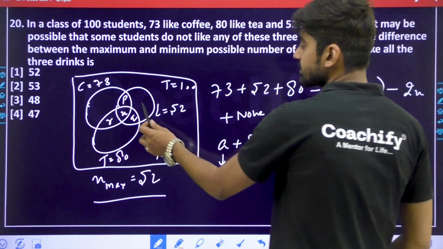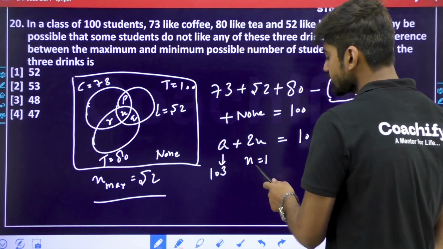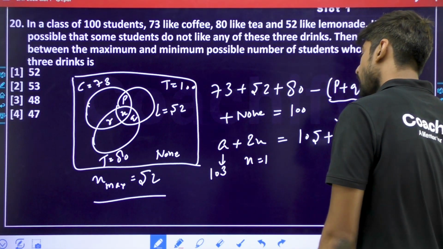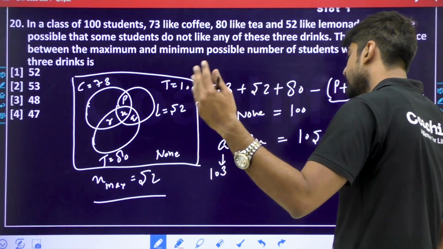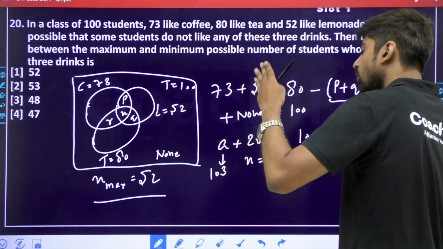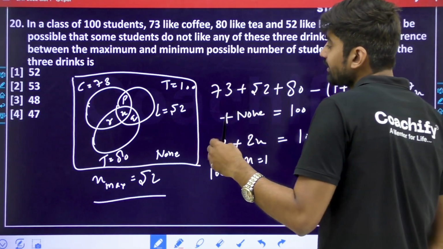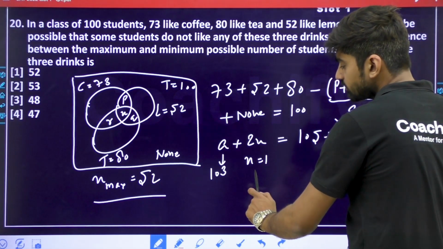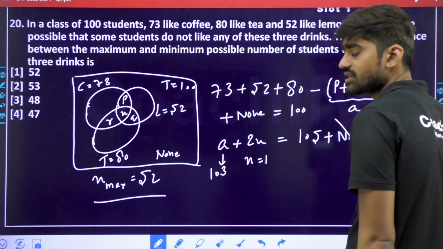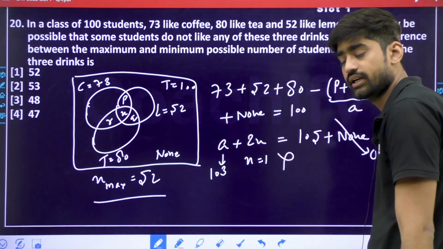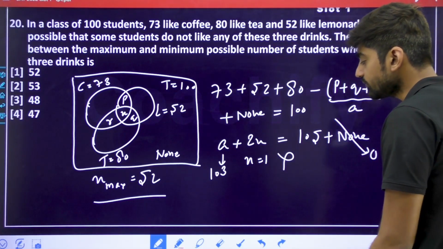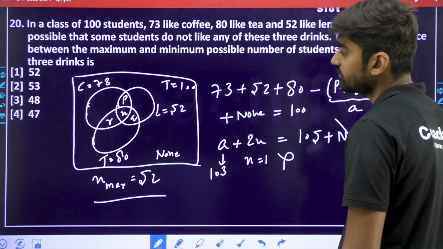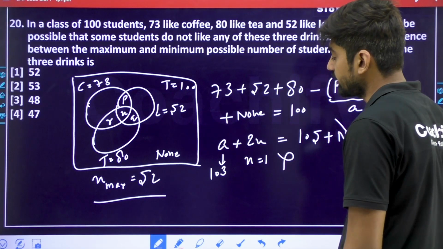So what is a? The sum of p, q and r. And what is x? The number of students who like all the 3 drinks. So the number of students who like exactly 2 drinks and the number of students who like all the 3 drinks, can it ever cross 100? Definitely not possible. So if the sum of a and x is crossing 100, this case is getting eliminated. This is not possible. So likewise, if you try and put values of x as 2, 3 and 4, again the sum will cross 100 and the cases will get eliminated.